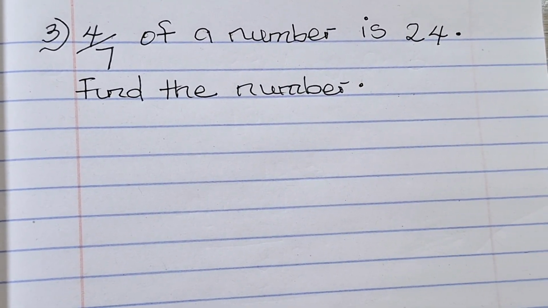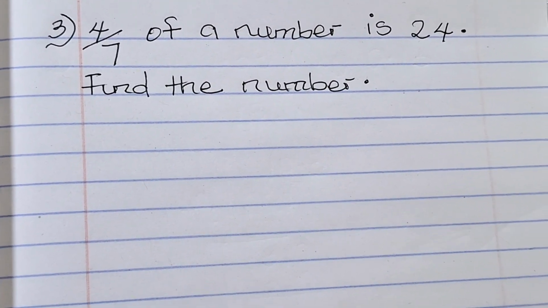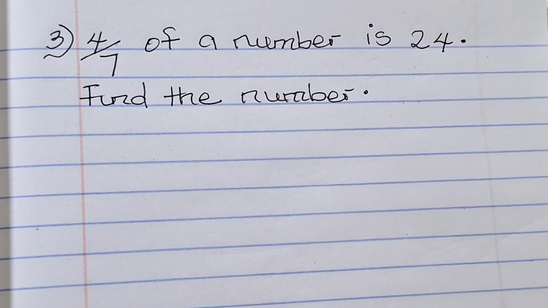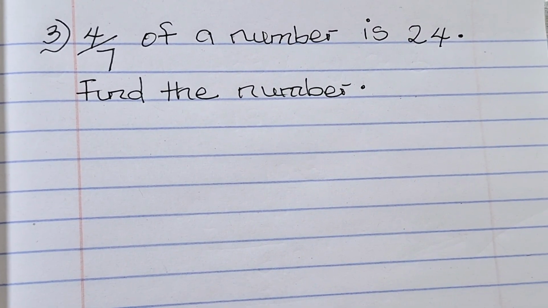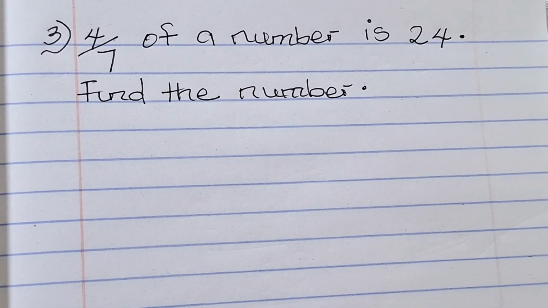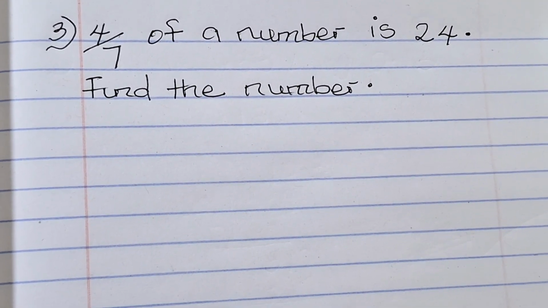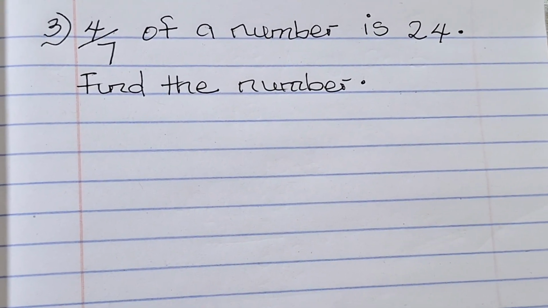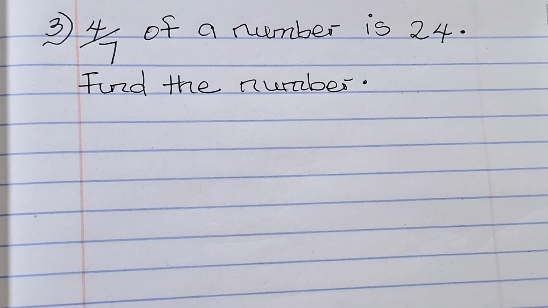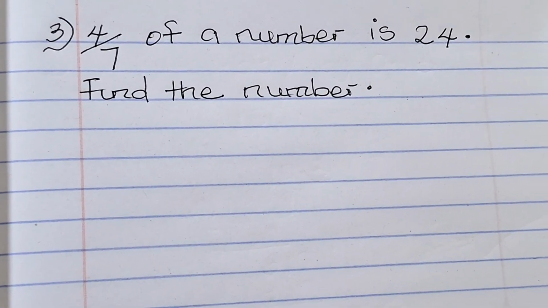So let's go to our third question for the day. It is 4/7 of a number is 24. Find the number. The secret to solving a question like this is to write an algebraic equation. Once your algebraic equation is correct, it's half of your question solved. So we're going to write an algebraic equation to help us solve this question.